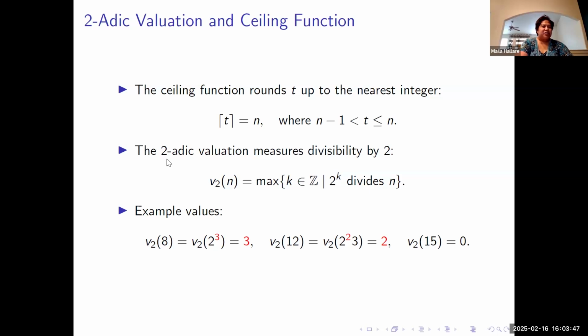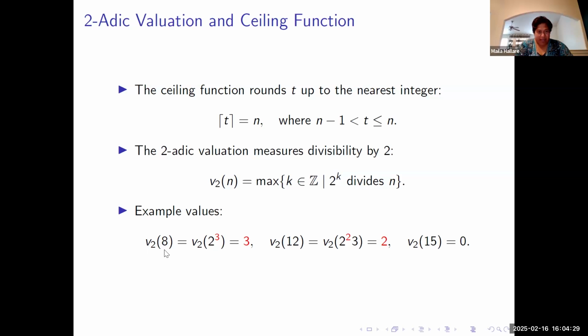How about the 2-Adic valuation? This is the arithmetic function that I mentioned earlier. It comes from the area in number theory called p-adic analysis, p as in prime. For p equals 2, we get the so-called 2-Adic valuation. It basically measures the divisibility of an integer by 2. The definition says that the 2-Adic valuation of n is the largest integer k such that 2 to the k divides n. Let's take a look at some example computations.